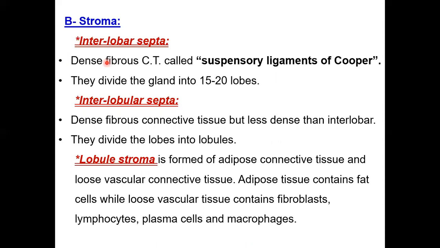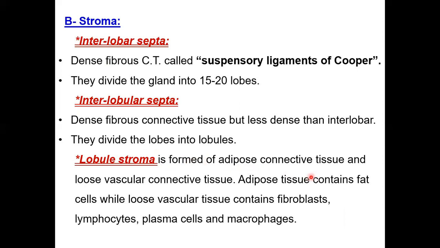The stroma of the mammary gland is formed of 3 parts: interlobar, interlobular, and lobule stroma. Interlobar is dense fibrous connective tissue. We call it the suspensory ligaments of Cooper. Remember the names of the scientists. We have Montgomery glands, with lubricative antimicrobial secretion, and the suspensory ligaments of Cooper, the interlobar septa, as they divide the gland into 15 to 20 lobes. Interlobular septa are dense fibrous connective tissue, but less dense than interlobar, and they divide the lobes into lobules.